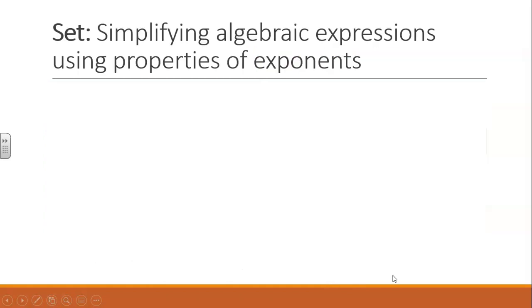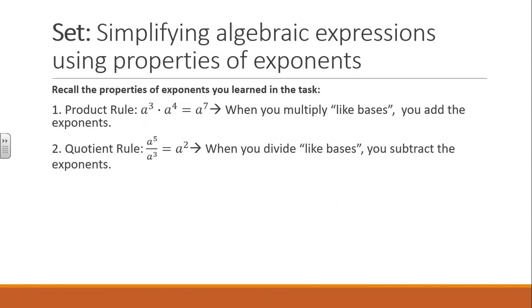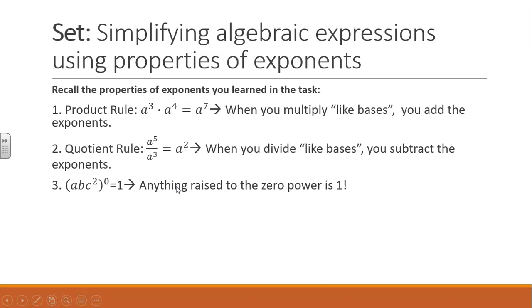In the Set, we're simplifying algebraic expressions using properties of exponents. Let's recall the properties of exponents that you learned in the task. We have the product rule. This is when you are multiplying like bases and you add the exponents. And the quotient rule, when you divide like bases, you subtract the exponents. Anything raised to the 0 power, remember, is 1.